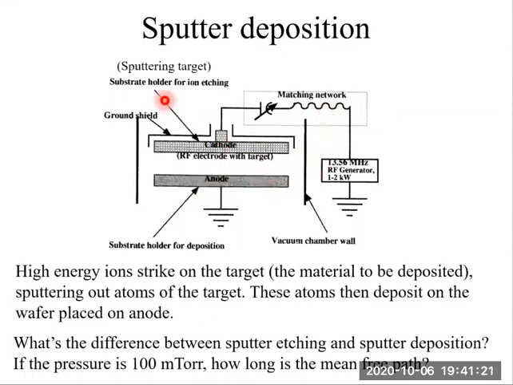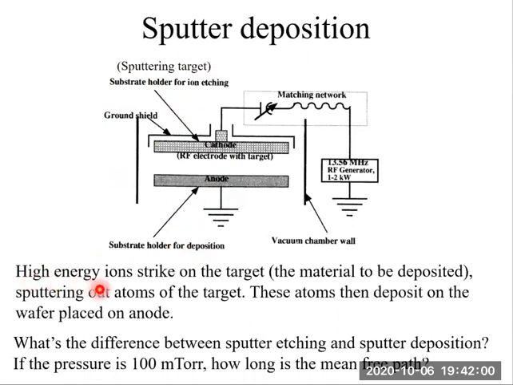And the sputtering target, the material to be deposited. For example, aluminum. If you want to sputter or deposit aluminum thin film, we place this aluminum target on the cathode. And the wafer to be deposited is placed on the anode. So the anode is a substrate holder for deposition. The cathode is the holder for the target, the sputtering target.